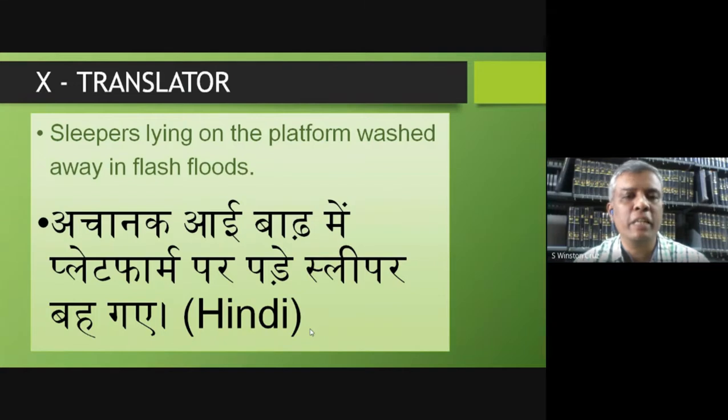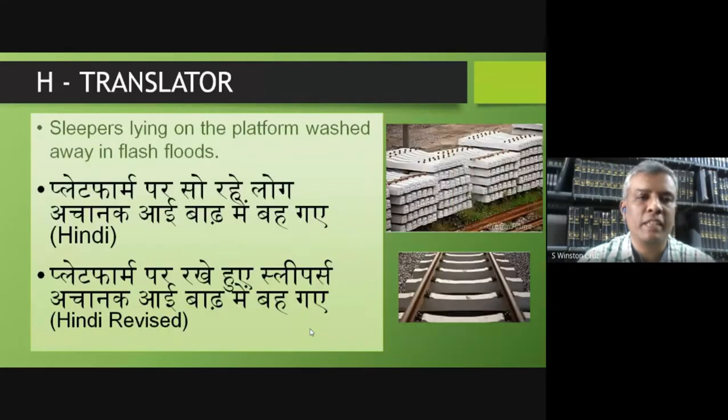X translator: sleepers lying on the platform, washed away in flash flood. See, this is "Achanak aai baad mein, platform पर पड़े sleepers बह गए." So this just moved some syntactic elements here and there. "Achanak aai" has come at the beginning, thinking that's the topic, the focus that we are giving. So this translator has given that.